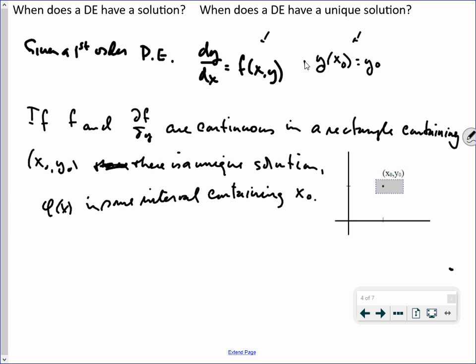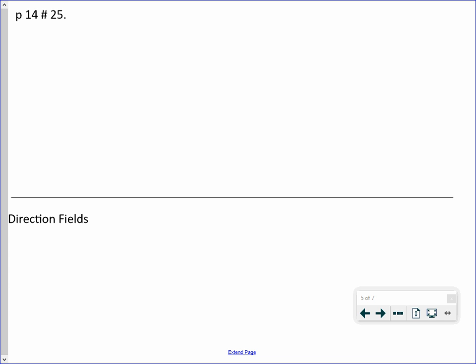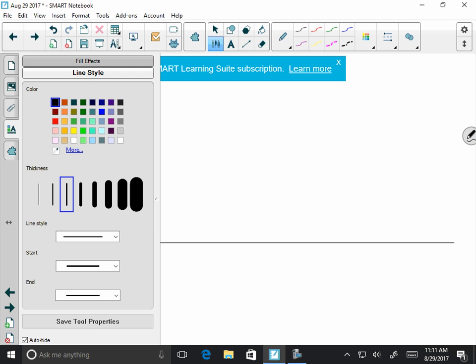So let's do one here. This is number 25. Actually, let me see if I've got this written down on the next page. Yep. 1425. And when I laid the pencil down, it got fat again.